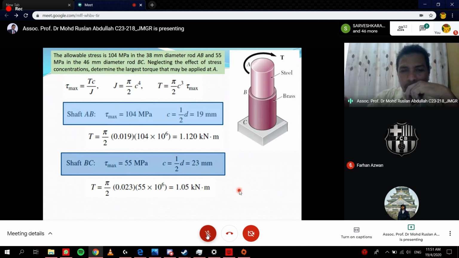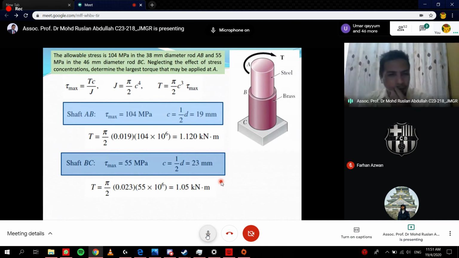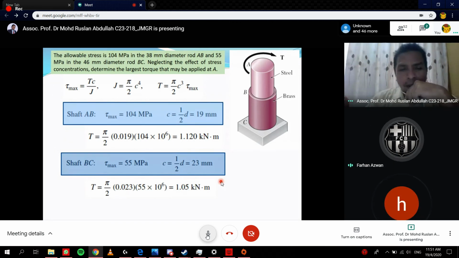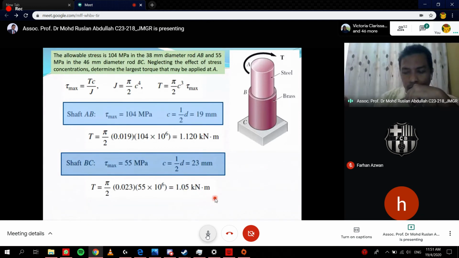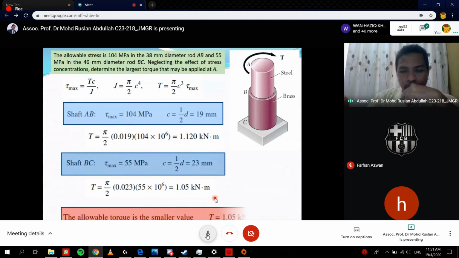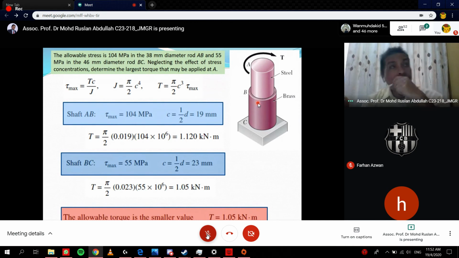So what is the maximum torque that may be applied at A? We have to compare this one and this one. Which one is the answer? Is it 1120 or 1.05? The answer is 1.05. We choose the smaller torque, to make sure both sections BC and AB are safe. That is the solution for this problem.